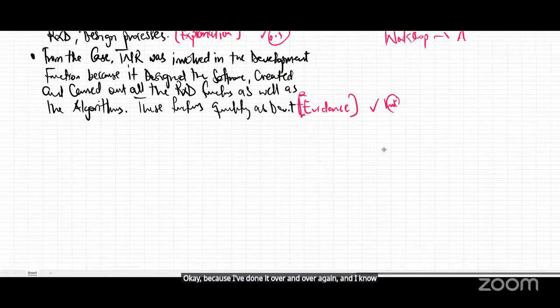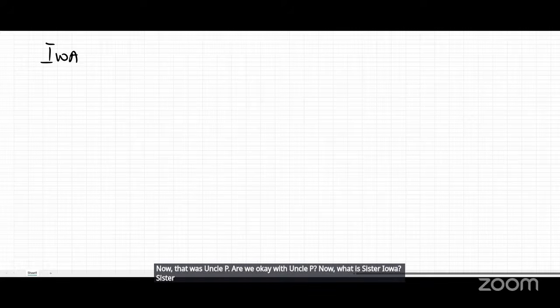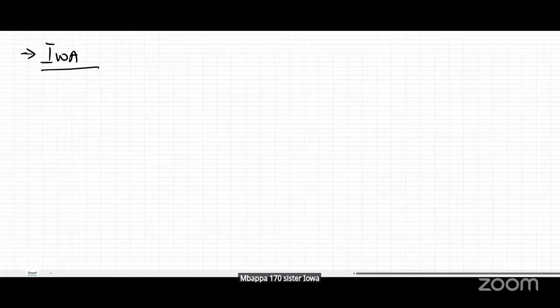Okay. Now that was Uncle P. Are we okay with Uncle P? Now, what is Sister Iowa? Sister Iowa is mostly used once in a while. Sister Iowa is when something has gone wrong in a particular case.